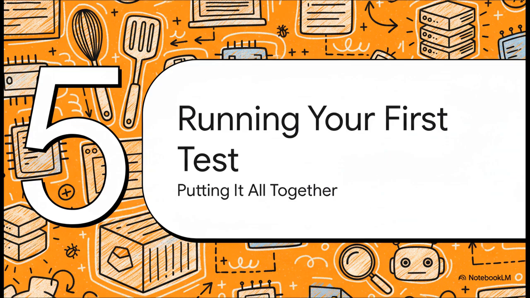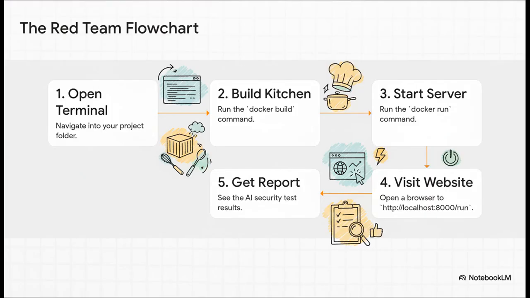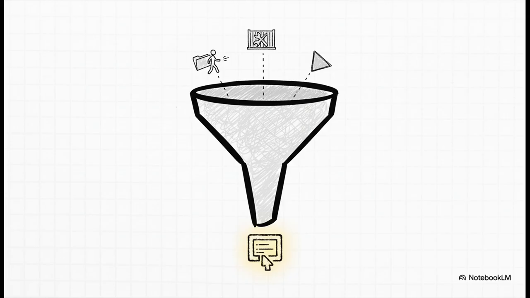So we've learned about the kitchen, the tools, the recipes, and the magic box. Now, let's put every single piece together and see our AI Red Team Toolkit in action. This is the fun part. This flowchart right here is the entire workflow, from start to finish. You open your terminal and you walk into the project folder. You tell Docker to build the kitchen. You tell Docker to run it. Then you just open up your web browser to a special local address, and boom, you get a full report on the AI's vulnerabilities.